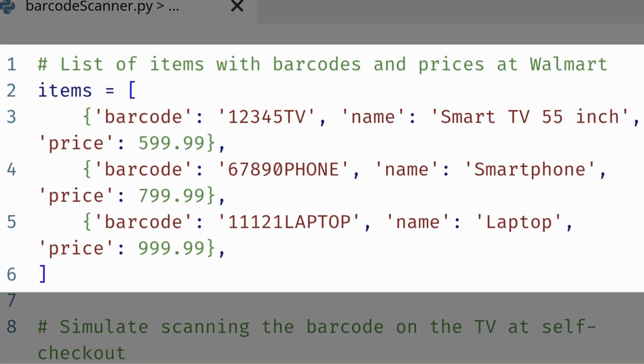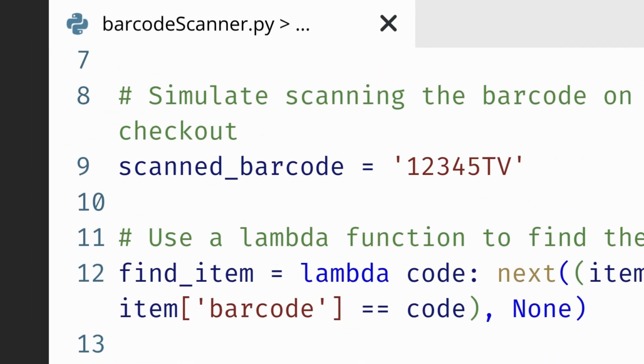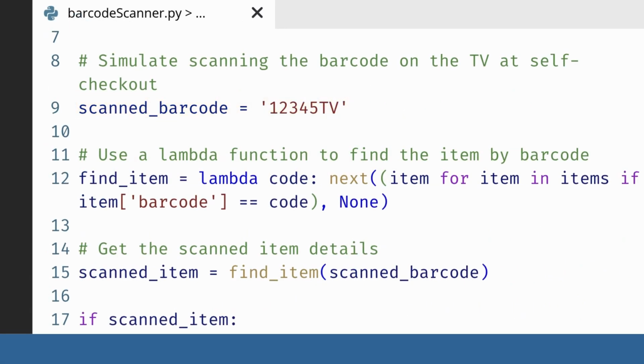This is a list of dictionaries, a list containing product details. Each product is a dictionary with keys barcode, name, and price. The variable getBarcode holds the barcode string you want to search for. Here, it is 12345 TV, simulating scanning the TV barcode.